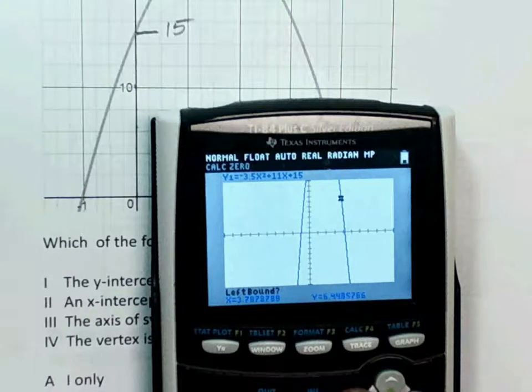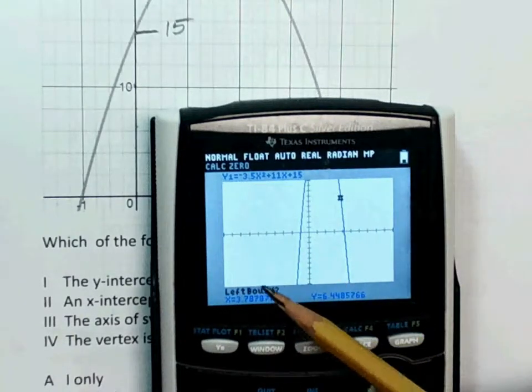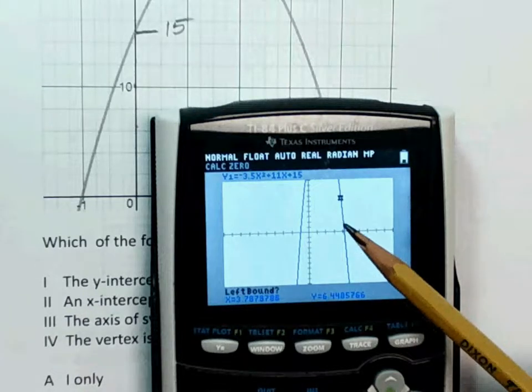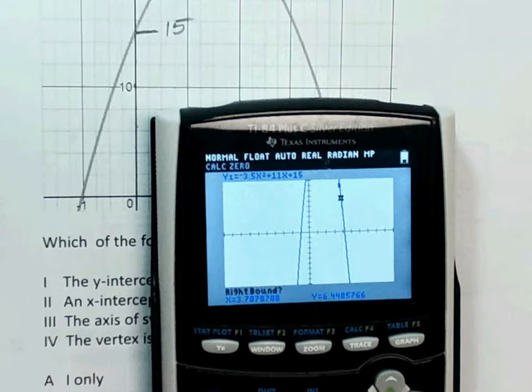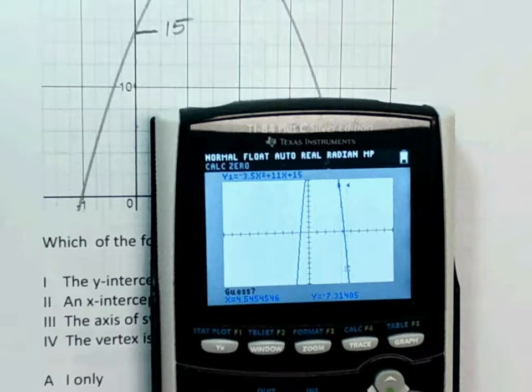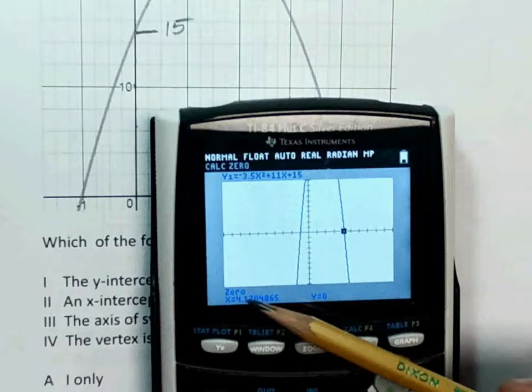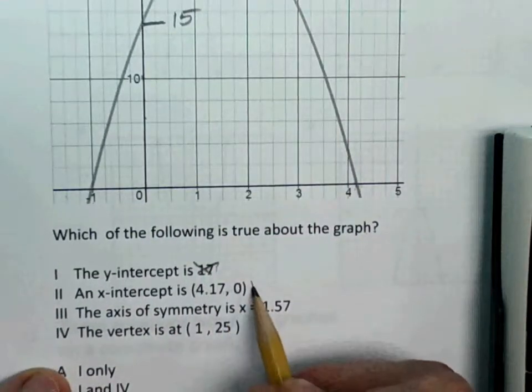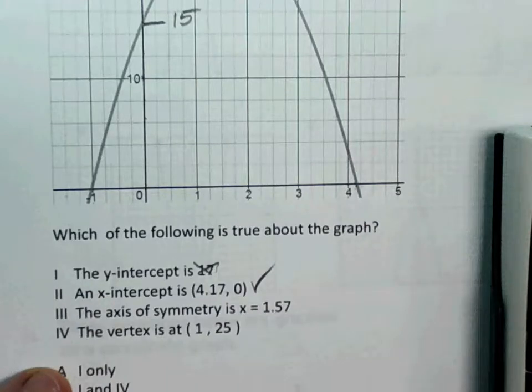All right. So is it to the left? Is this cursor to the left of my target? Yes, slightly left. So I'm going to press enter, and now I need to move it to the right. So I'm going to go a little bit below that, press enter, and then now I don't want to guess. And guess what it says down here? It says 4.17. So I've verified that this is true.